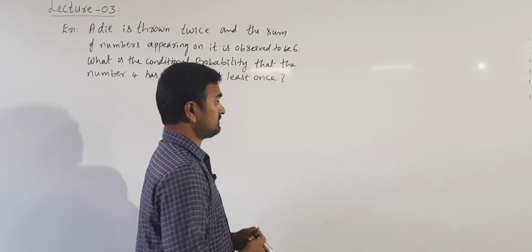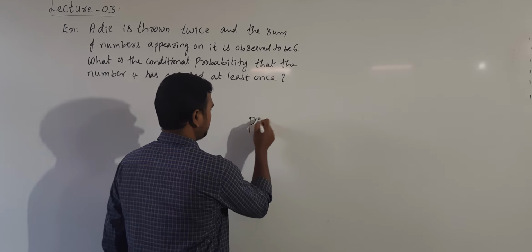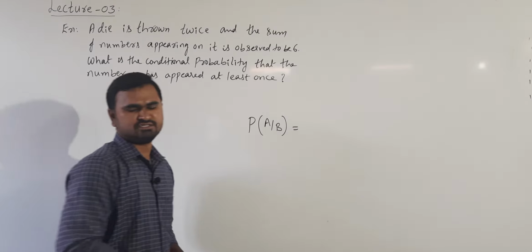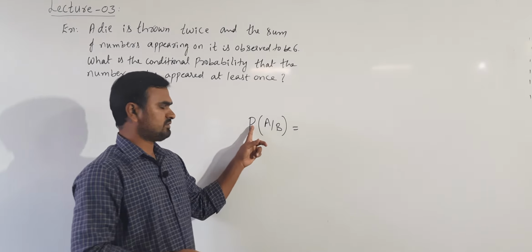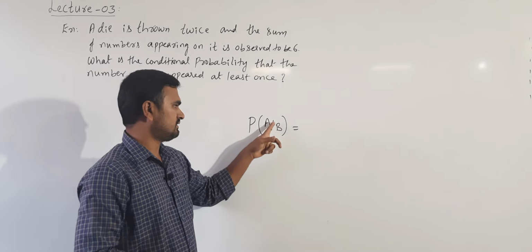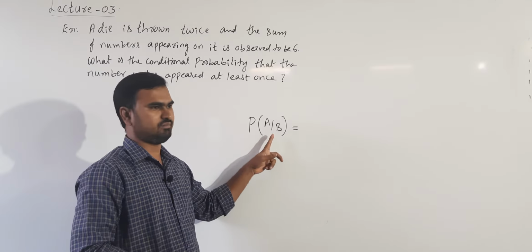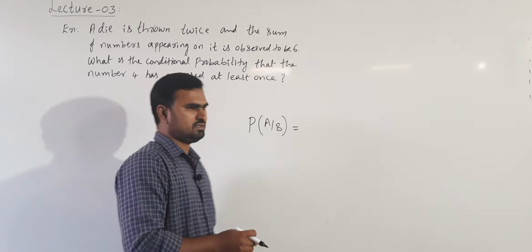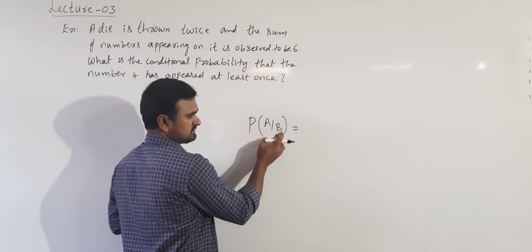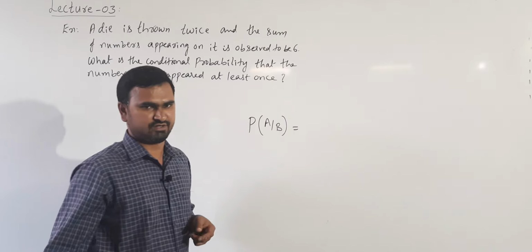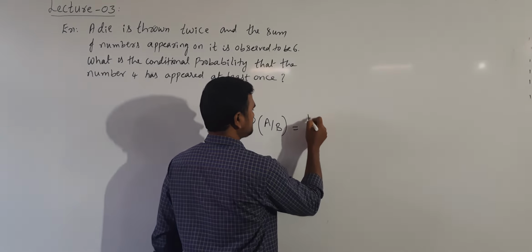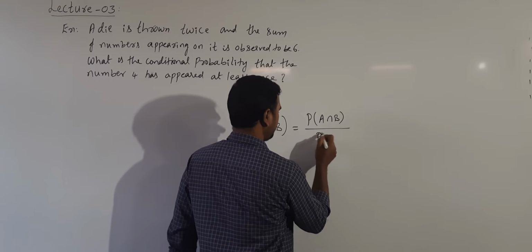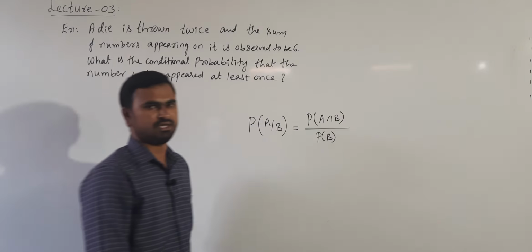So what is conditional probability? The probability of occurrence of event A given B. What is the meaning of this? We are finding the probability of event A under what condition? Given, that means knowing that the event B has already occurred. So by knowing that event B has already occurred, we are finding the probability of A. By definition it can be written as probability of A intersection B divided by probability of B.